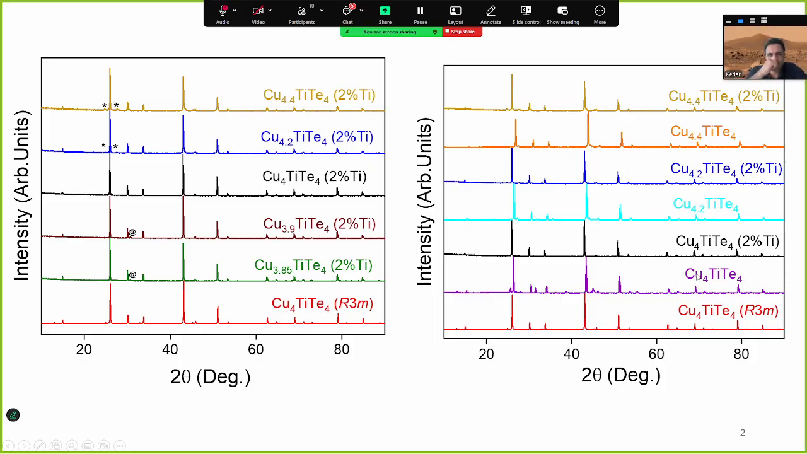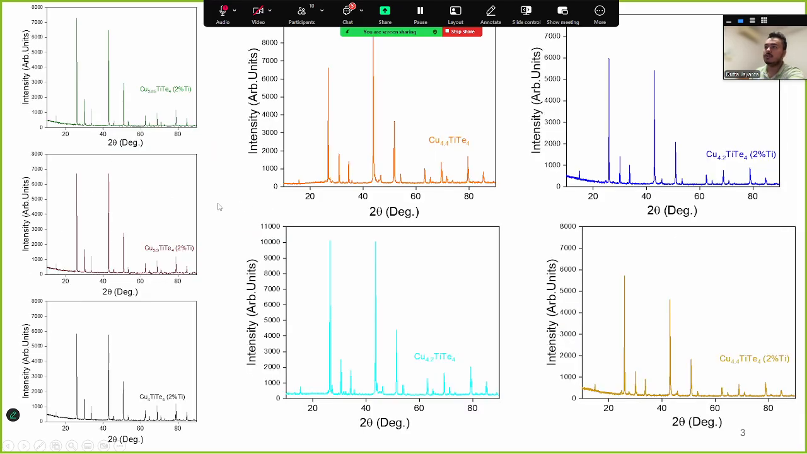So initially at 414, there is like 15% of copper telluride. Then when I added 2%, it became phase pure. Then in the case of copper 4.2, there are also a few other phases. And after adding 2%, there is a few small peaks, but I have not quantified how much it is. Here, 4.2, these two.